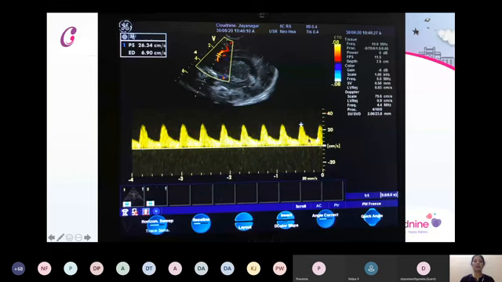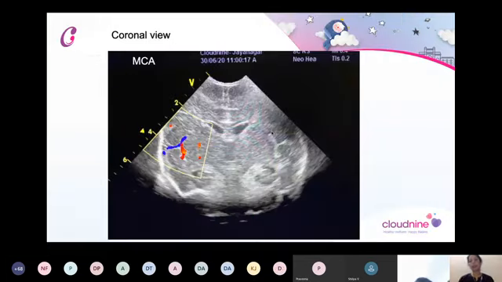So this pulse wave will show up, and you will have measurements of your peak systolic velocity up there, and end diastolic velocity down here. If you calculate based on this, the resistance index in this particular baby in this image is about 0.73 or so. Now the resistance index varies from 0.6 to 0.9.